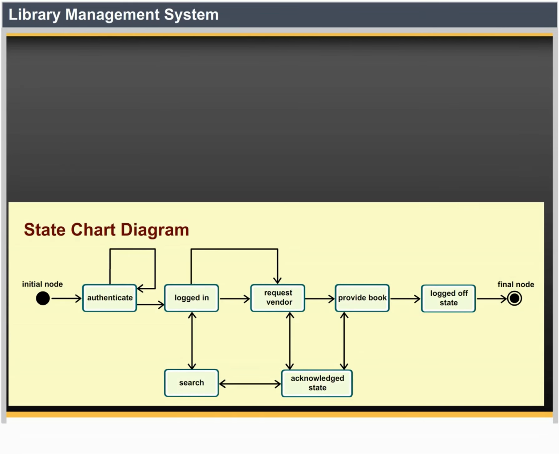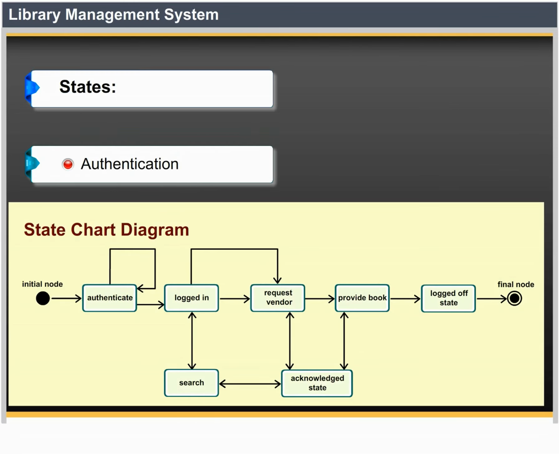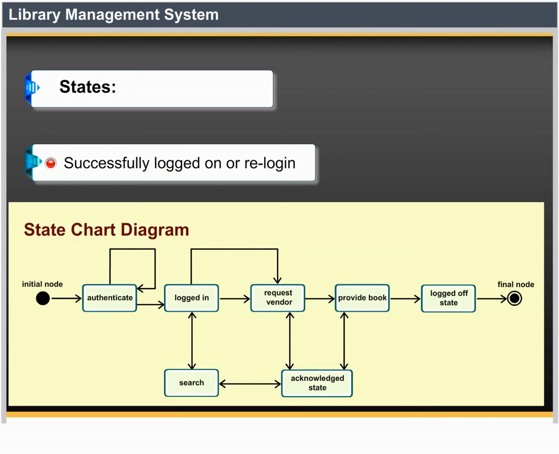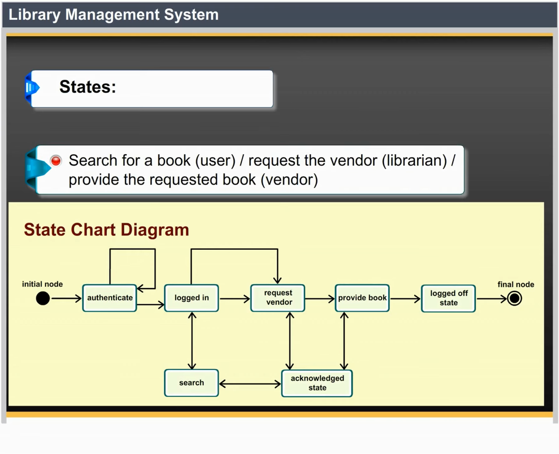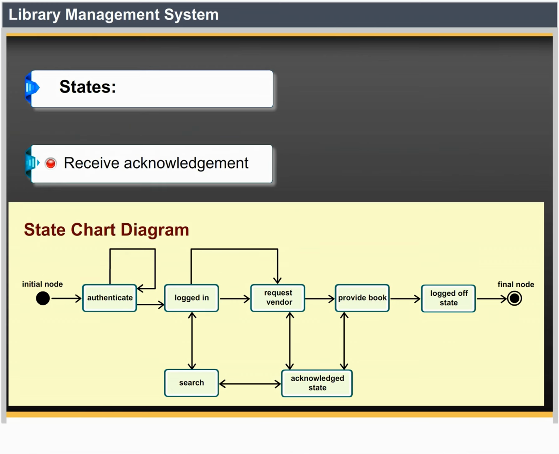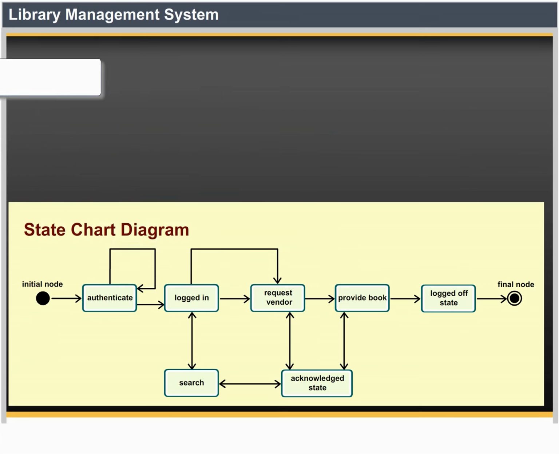State chart diagram. States: authentication. Successfully logged on or re-login. Search for a book or request the vendor or provide the requested book. Receive acknowledgement. Logged off or research or new function.